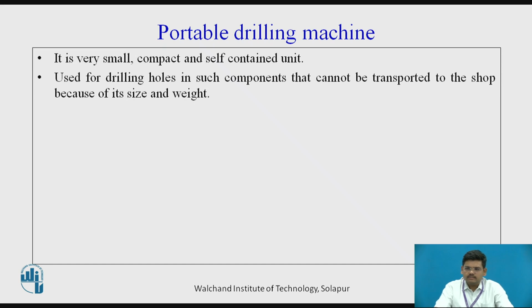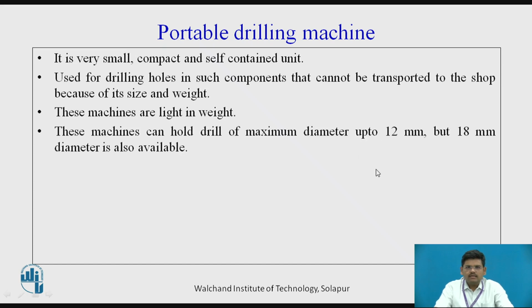Very heavy components that require special arrangement for transportation to the workshop or machining shop. For such kind of jobs, we go for the portable drilling machine. Instead of moving the job, we directly take the drilling machine to the job where it is being assembled. These machines are very light in weight, and they can hold a drill of up to a maximum diameter of 12 mm, and they are also available for 18 mm diameter size.